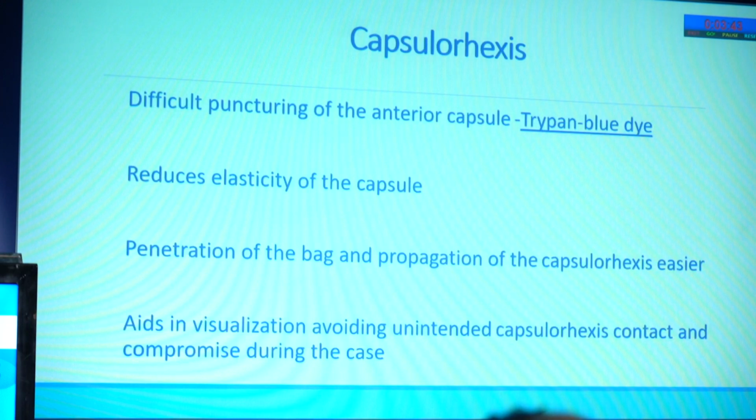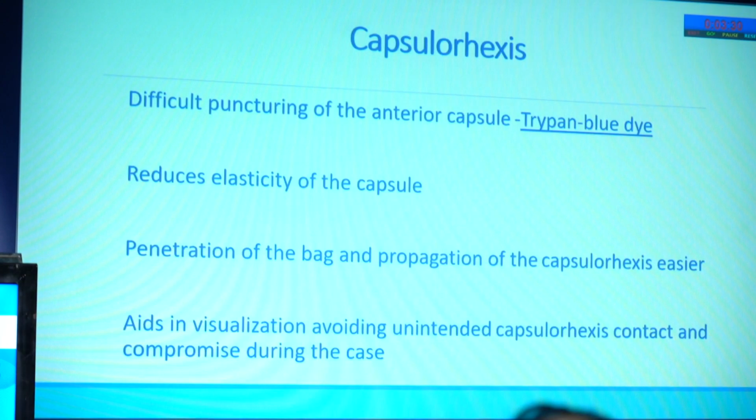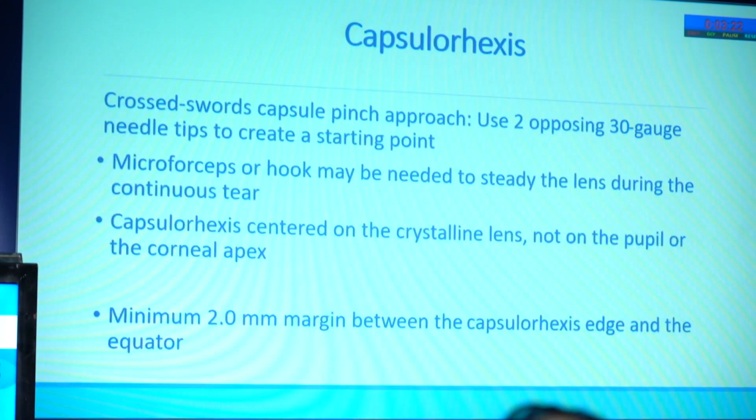There's always a difficulty in puncturing the anterior capsule. We need to use trypan blue dye, as the elasticity of the capsule is reduced. Penetration of the bag and propagation of the capsulorhexis is easier if we use devices like hooks, and it aids in visualization and in avoiding unintended capsulorhexis extension. You can also use the cross-swords capsule pinch approach.